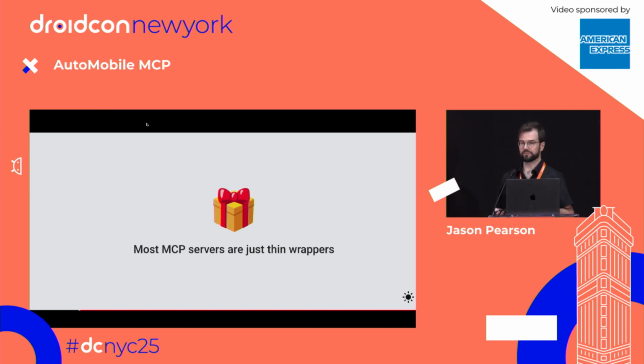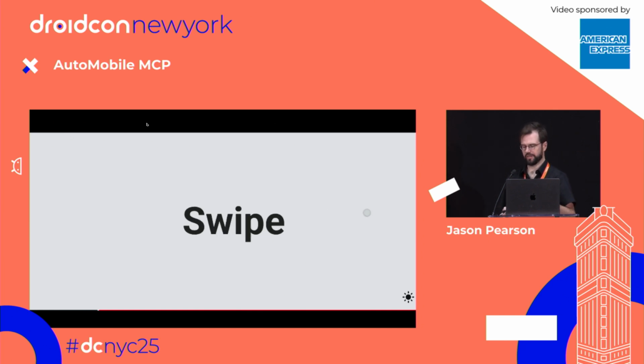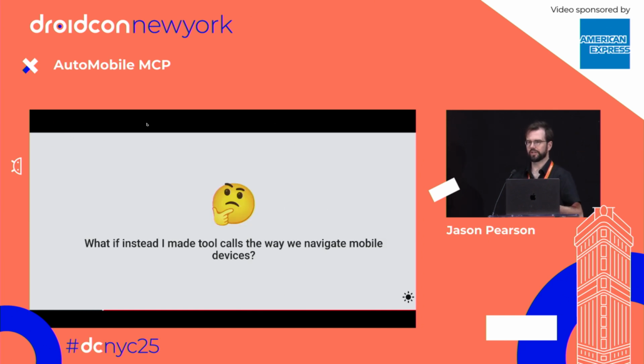Most MCP servers are just thin wrappers. MCP is the Model Context Protocol. There are a bunch of other talks that have talked way more deeply about that. I'm not going to get in depth on it; you can talk to me after if you want to go into it. But basically, it's how AI agents can use tools to deterministically do tasks. And most of those MCPs would do screenshot, tap, screenshot, swipe, like very typical interactions.